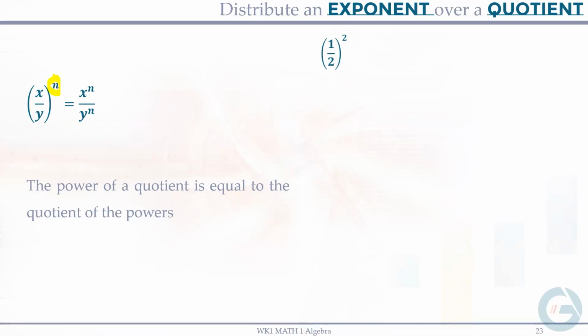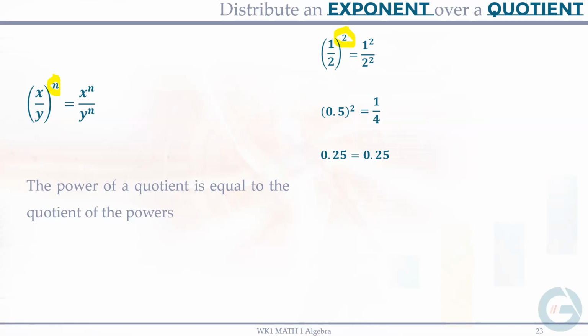So this is the same as we distribute this 2. So we have 1 squared over 2 squared. 1/2 is 0.5, right? So 0.5 squared is equivalent to, of course, 1 squared is 1, 2 squared is 4. So 0.5 squared is 0.25, and 1/4, of course, is 0.25.